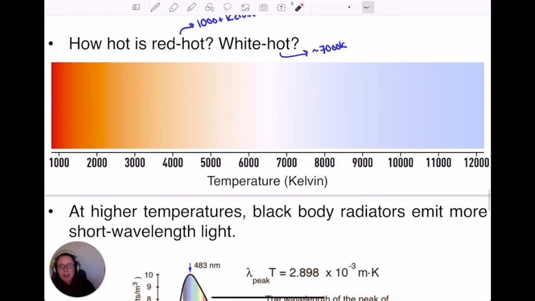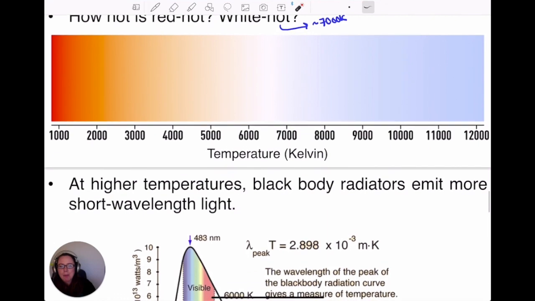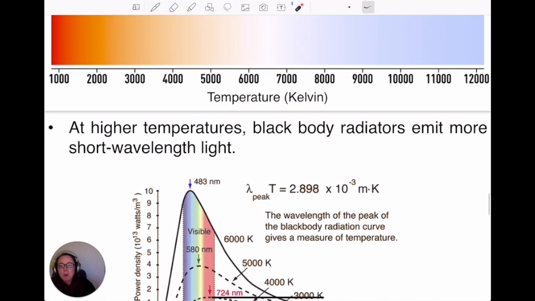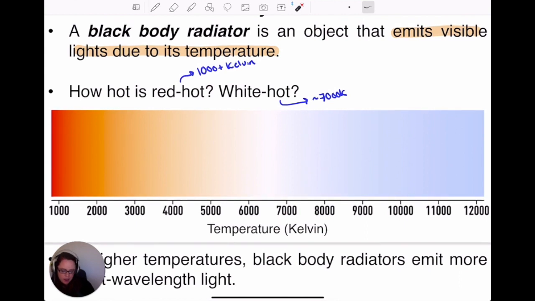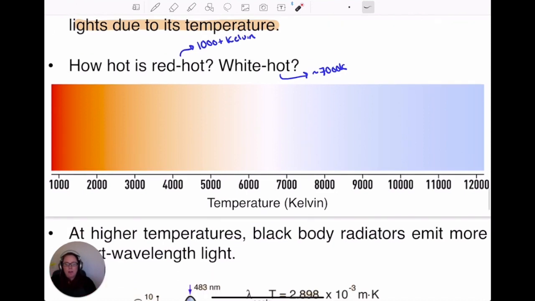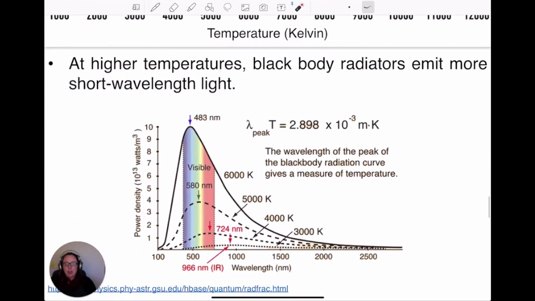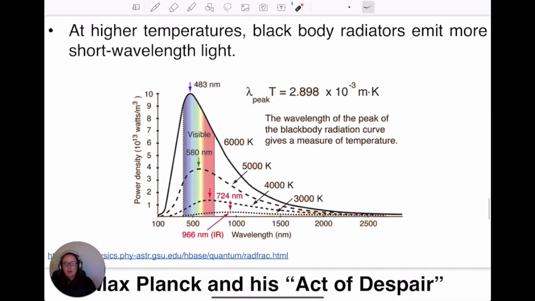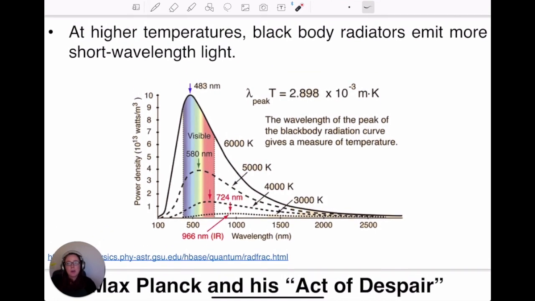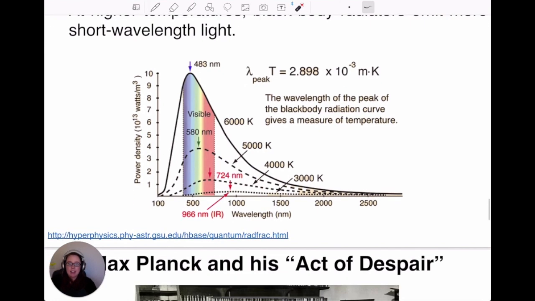So at higher temperatures, black body radiators will emit more short wavelength light. So this is just the color that we see here. It's actually emitting a full range of wavelengths.